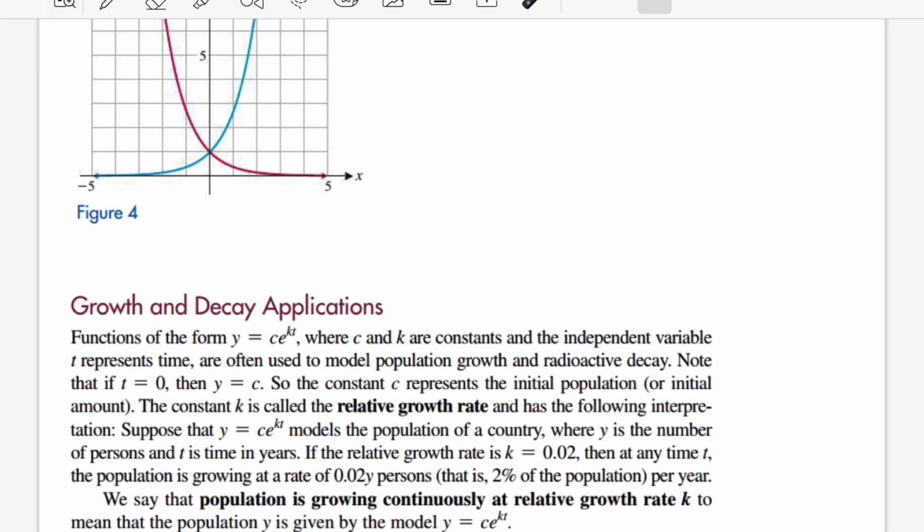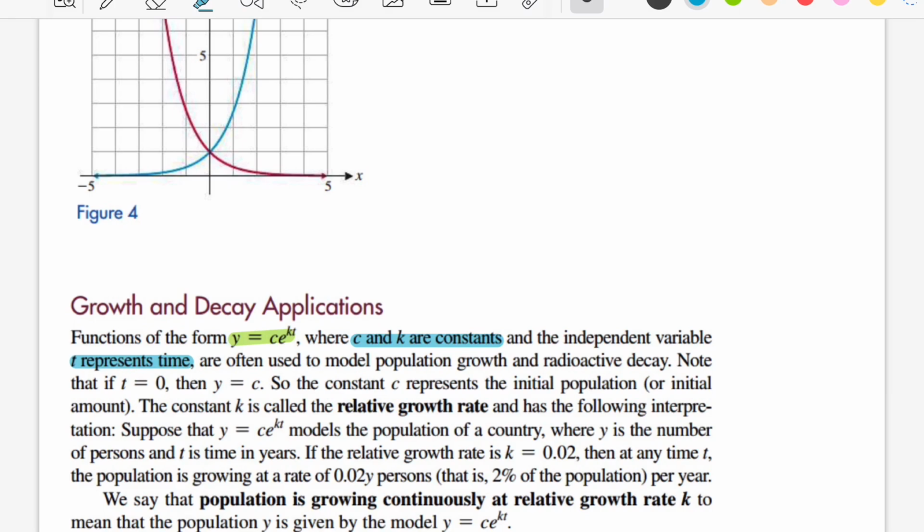All right, so we're going to talk about growth and decay applications. So we're going to be looking at functions of this form here: y is equal to c times e to the power k times t. And c and k are going to be constants, and our independent variable t is going to represent our time. And this is often used to model population growth and radioactive decay.